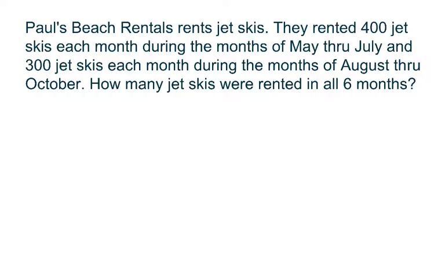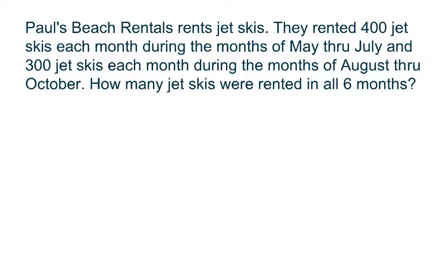Here's our next problem. Paul's Beach Rentals rents jet skis. They rented 400 jet skis each month during the months of May through July and 300 jet skis each month during the months of August through October. How many jet skis were rented in all 6 months? Go ahead and solve this problem.